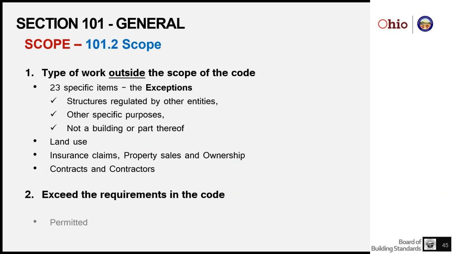Exceeding minimum requirements in the code: an owner is permitted to exceed the minimum requirements. If they do exceed, they must comply with any provisions relative to that system that are applicable to that construction, to the extent of that construction. And I believe we'll talk about that some more at 102.9.